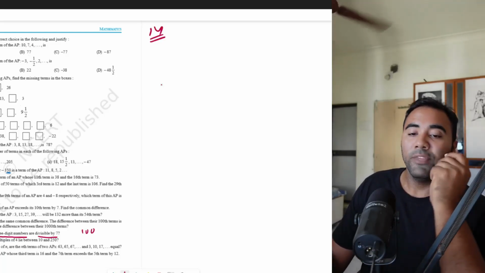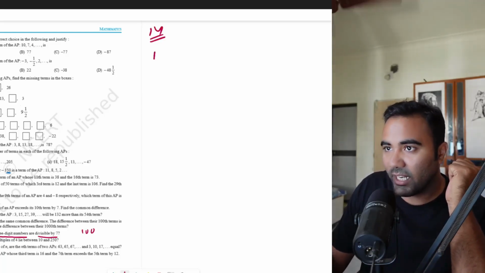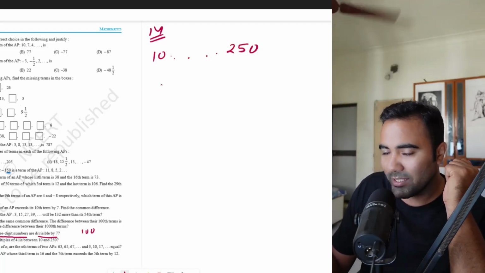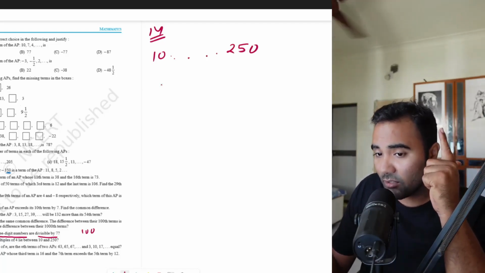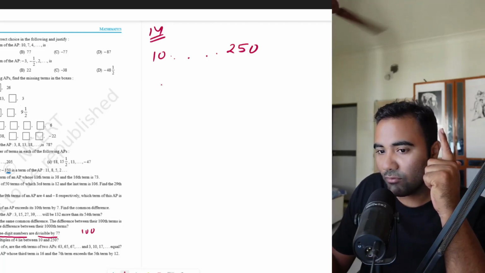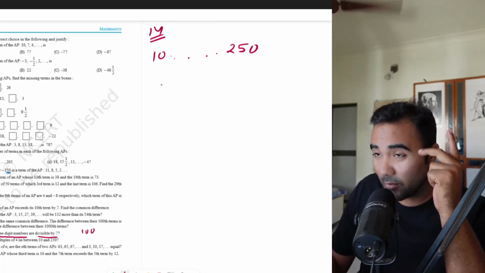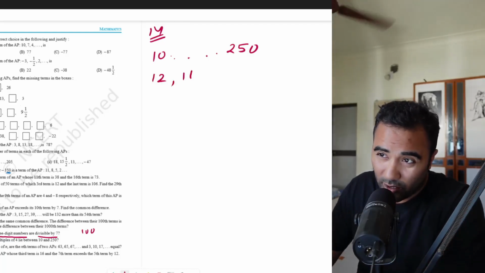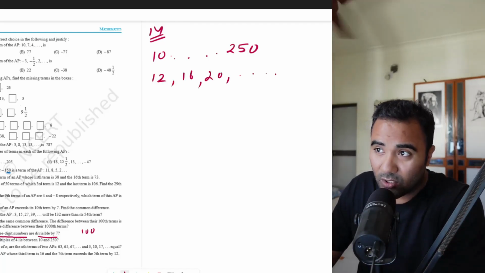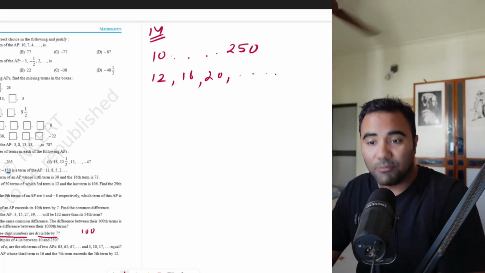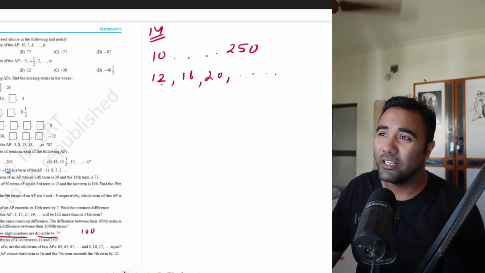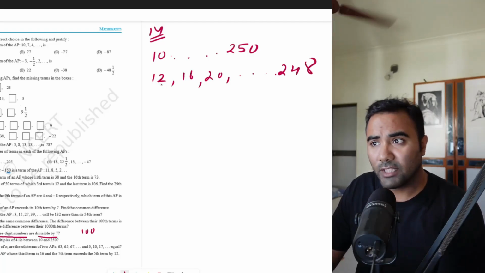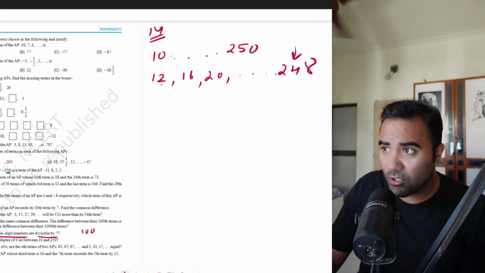Alright. How many multiples of 4 lie between 10 and 250? If this is the question, you must start with A. What should be the first term? What is the first multiple between 10 and 250 which is divisible by 4? So you simply just find the position of 248.